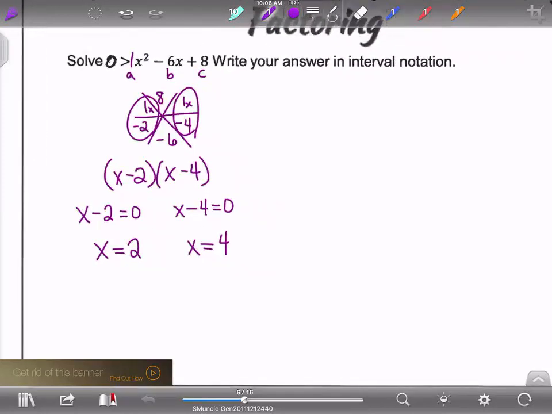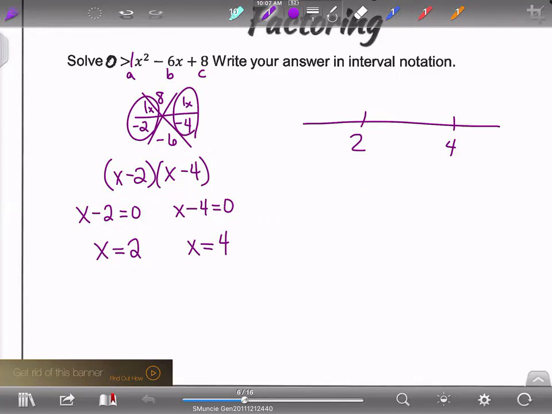So now is where things change, and we have to think about those two values on our parabola. So I could go ahead and draw my parabola in here. It would go like this, but really it only matters the 2 and the 4. We need to figure out whether the outside two regions work or the middle region works. How do we do that? Plug in. Do not plug in the 2 or the 4. You've got to plug in a number that's over here, a number that's here, or a number that's here.